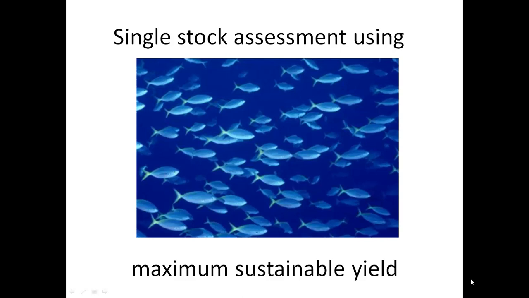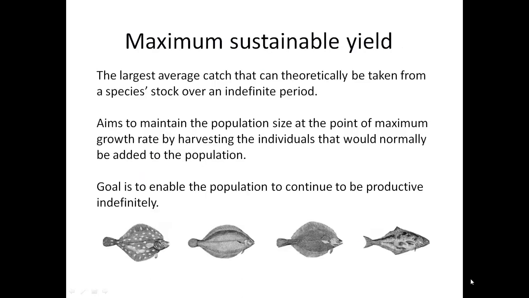In this lectorial, we're going to consider the concept of maximum sustainable yield and how it has historically been used in single stock assessment of fisheries. The concept of maximum sustainable yield revolves around ascertaining that population size of a particular species at which its rate of population growth is maximal. What we are seeking to do is maintain the population at that size so that we can extract individuals at the greatest rate while still maintaining a sustainable population.